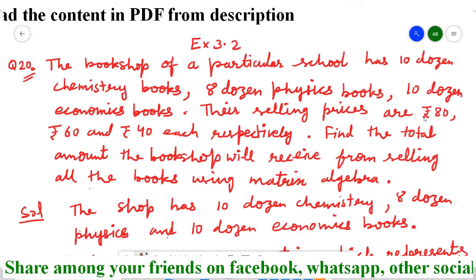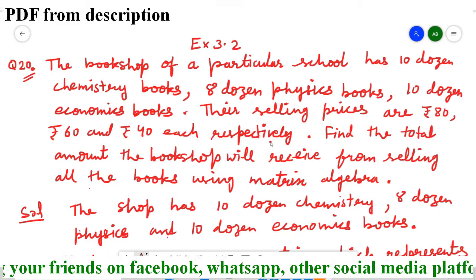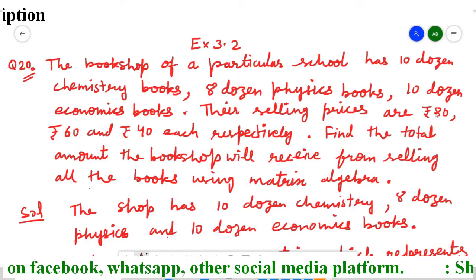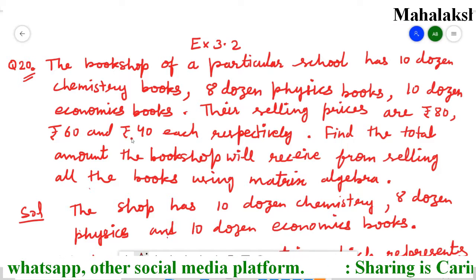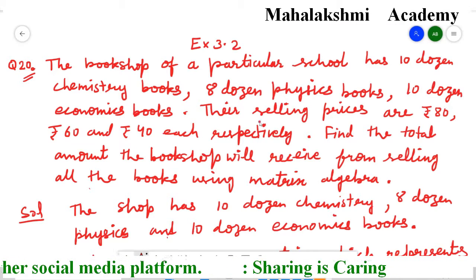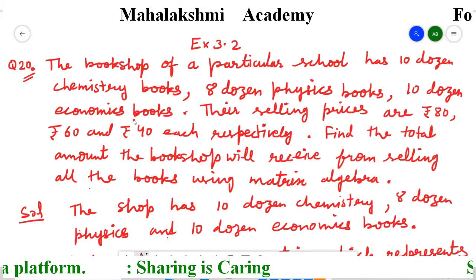Their selling prices are rupees 80, rupees 60 and rupees 40 each respectively. Each respectively means one book's price. So this is the price of one chemistry book, this is the price of one physics book, and this is the price of one economics book. Respectively means we have to read it in order: first chemistry, then physics, and then economics.